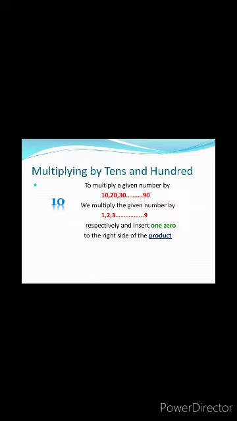See, if the question is given 10 into 3, 10 into 4, you just write that number. That means just write 4 and add 1 zero. Just write 3 and add 1 zero. So what will be the answer? The 1 zero which will be added will come under the tens. And similarly with 100, what we will do? We will add 2 zeros. Just add 2 zeros or 1 zero on the right hand side and that will be your product.